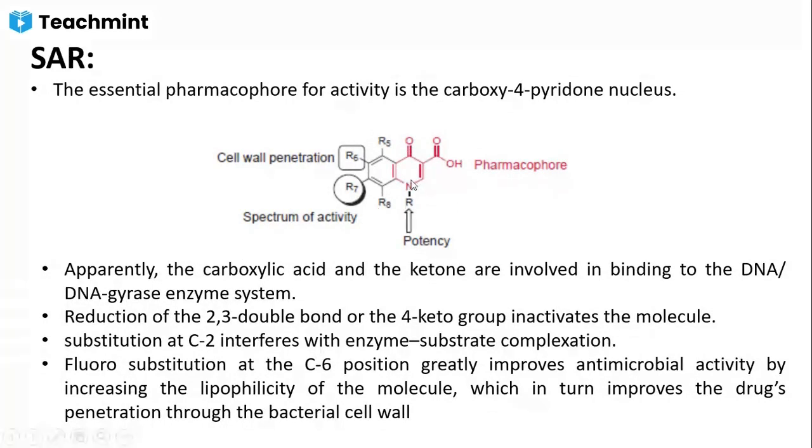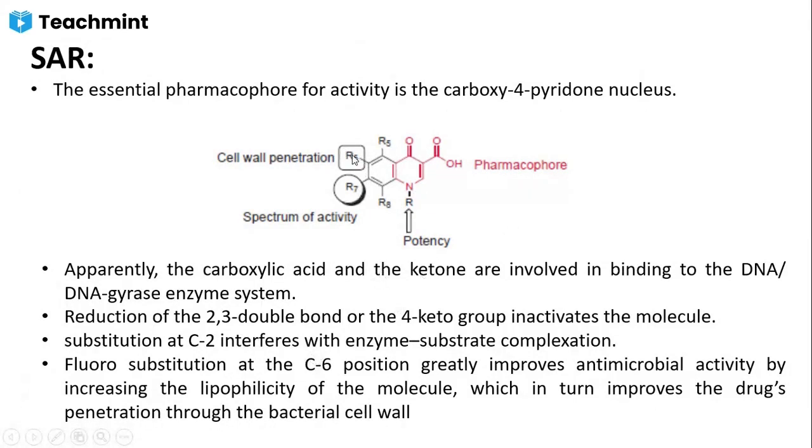Then substitution at carbon number 2 interferes with the enzyme substrate complexation. If we substitute this carbon with any functional group, the molecule does not properly bind to the DNA gyrase enzyme, and thereby does not inhibit that enzyme. So there is no substitution at carbon number 2.